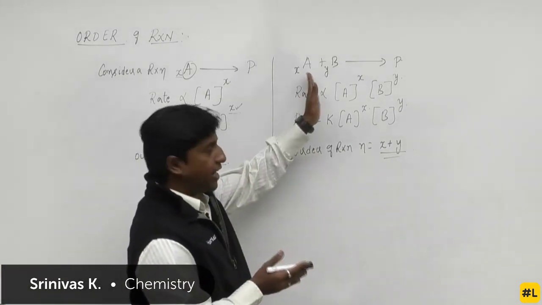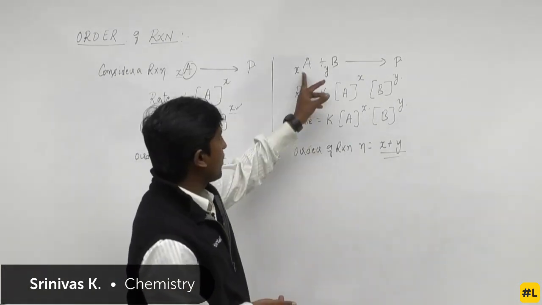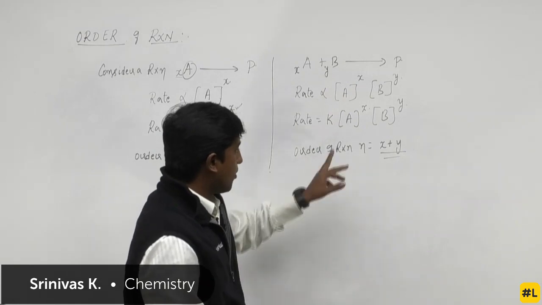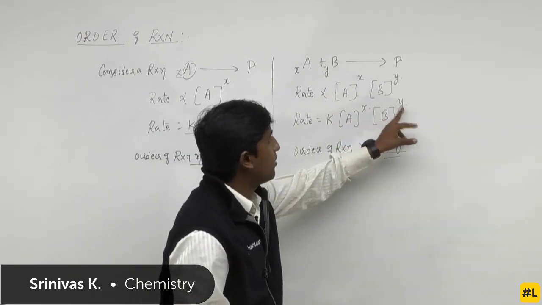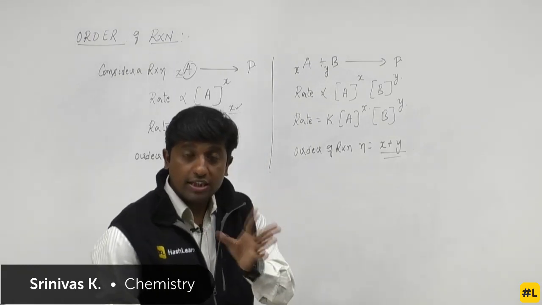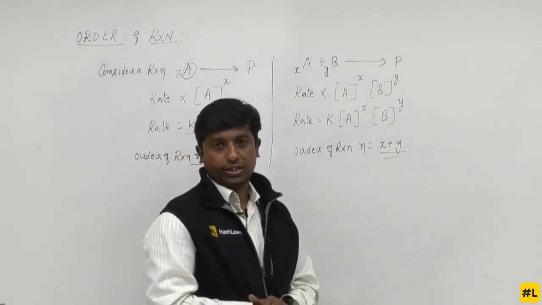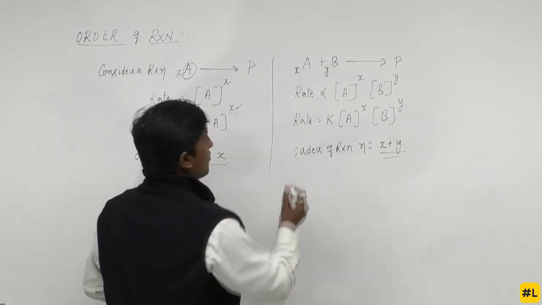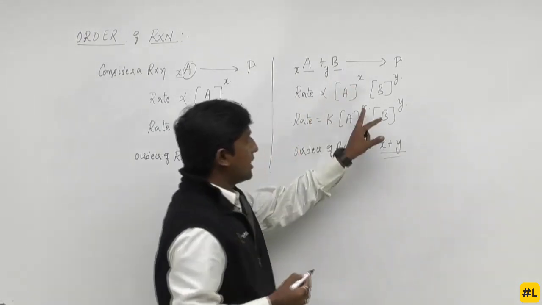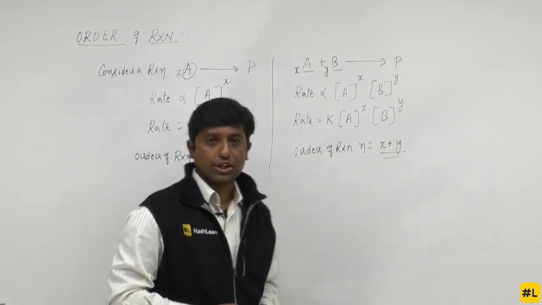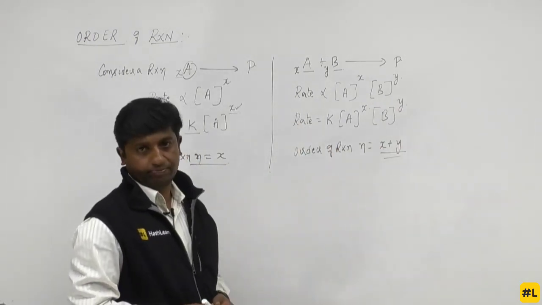Whereas if I take a reaction involving two different reactant molecules, then the order of the reaction can be defined as the sum of the powers of the concentration terms in the rate equation. Here the order of the reaction involving two reactants A and B is X plus Y, which is the sum of the powers of concentration of A and B.